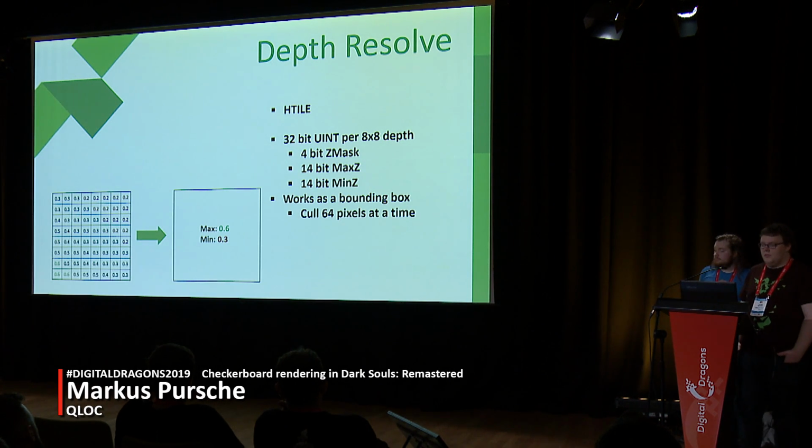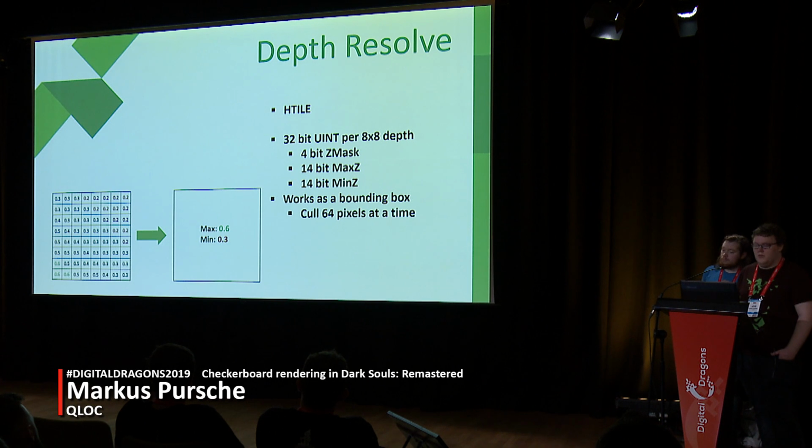On PS4, we use something called H-tile acceleration. Some of you might not be familiar with H-tiles, so let me quickly explain how they work to make the next part way less confusing. H-tiles is a technique used to optimize depth testing. It is a buffer with one 32-bit uint per 8x8 tile in the depth render target. In these 32 bits, we store 4 bits called the Z mask, 14 bits for max Z, and 14 bits for min Z. The H-tile simply acts like a bounding box for those 8x8 pixels of depth values, specifying the local min and max. The GPU can then use this buffer while depth testing to potentially cull away 64 pixels at once, instead of testing each individual pixel.